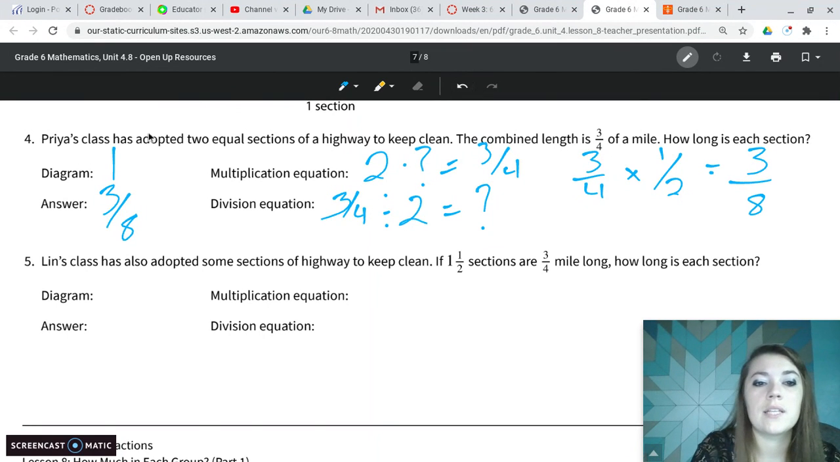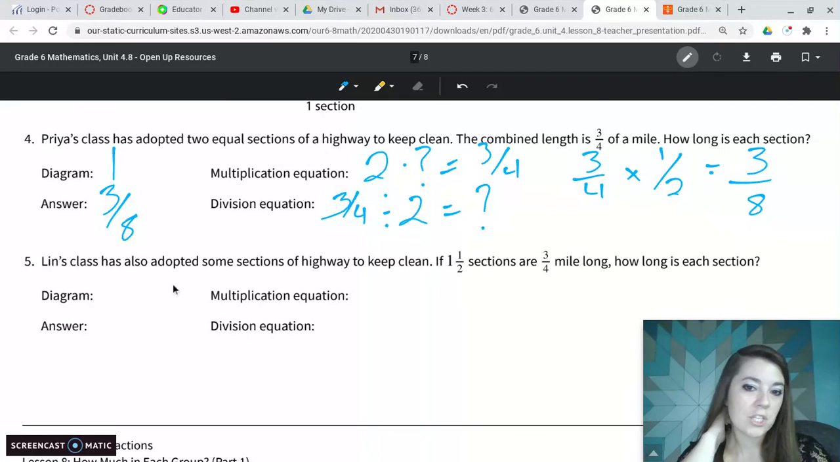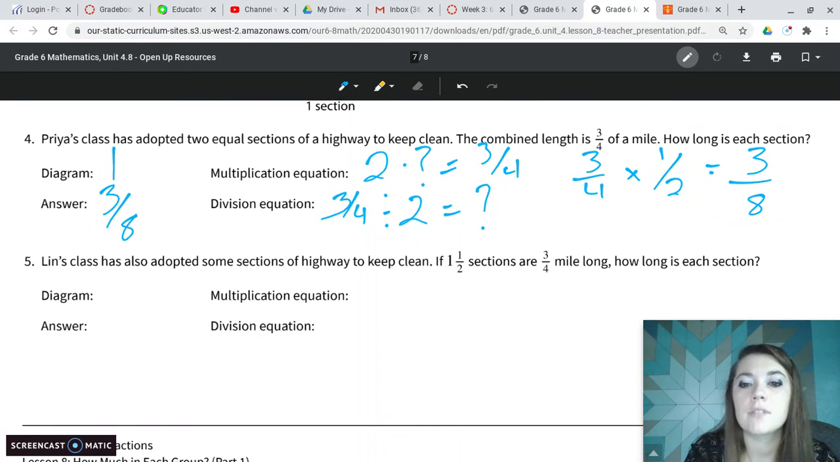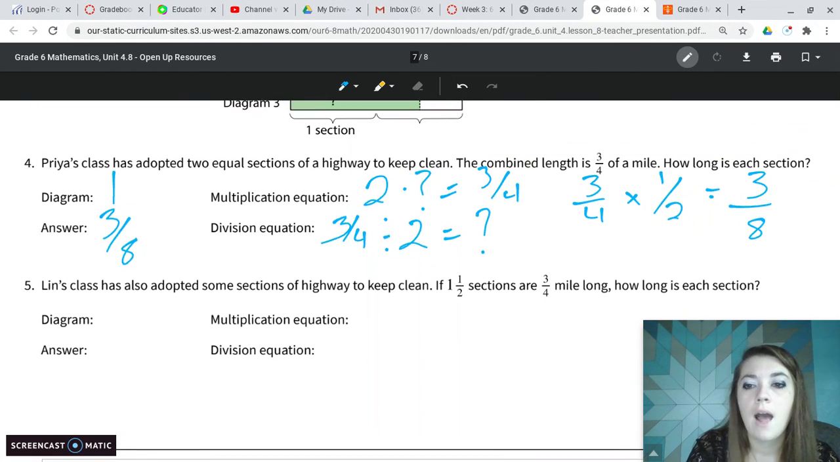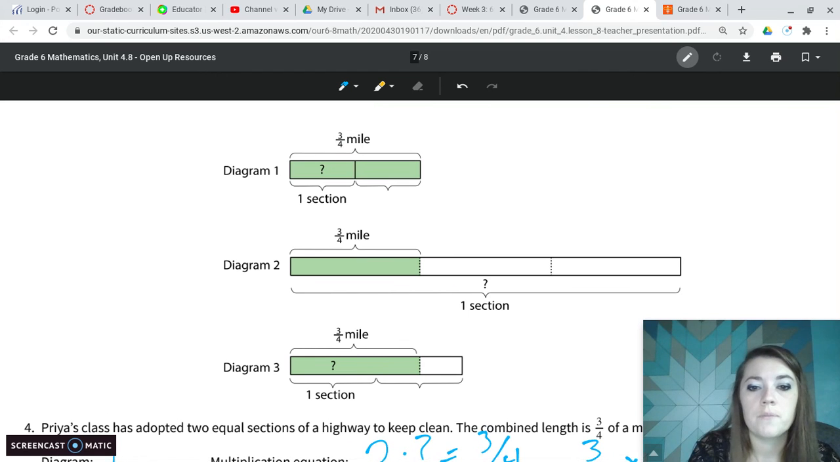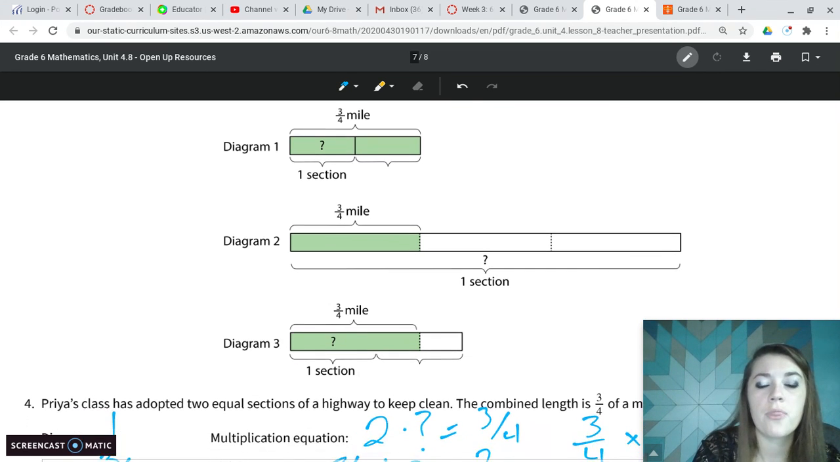All right, the next one. Lynn's class has also adopted some sections of highway to keep clean. If 1.5 sections are 3/4 of a mile long, how long is each section? So look for the one where we have 1.5. That would be our diagram 3.